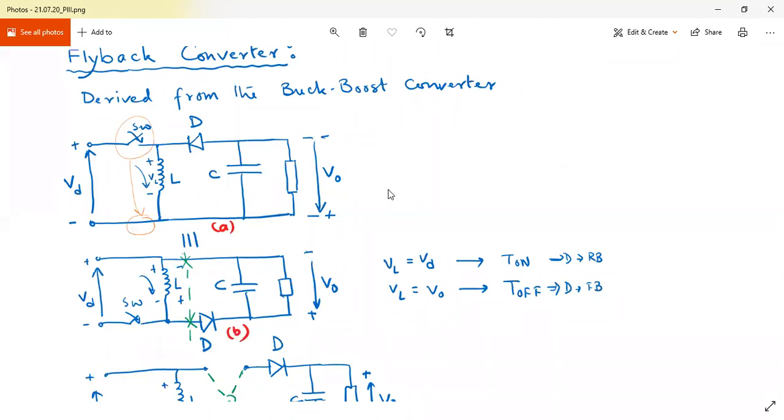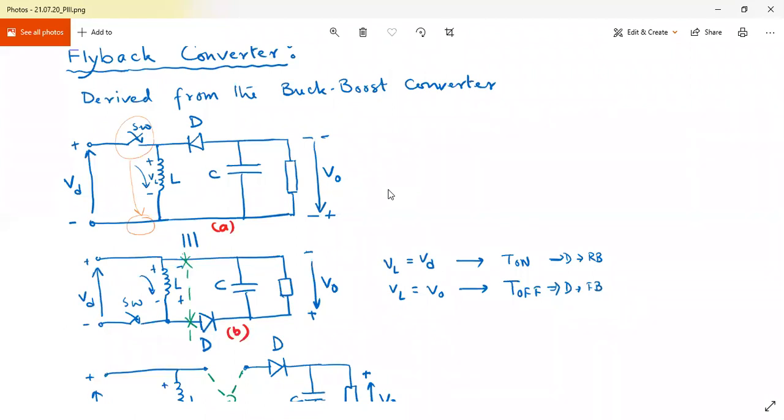Now, this can be drawn as an equivalent circuit like this. You just see what I have drawn here. I have changed the position of the diode only. Nothing else is changed in the second circuit, in part B of the circuit. I have changed nothing except the diode. Clear? I can change it like this because it will not hamper the current flow in the switch off period.